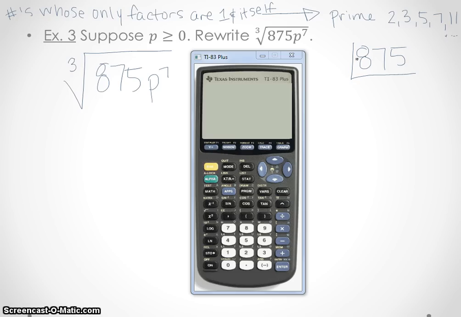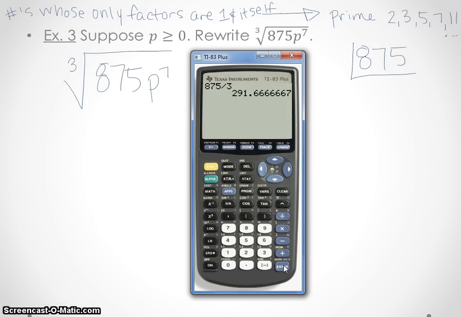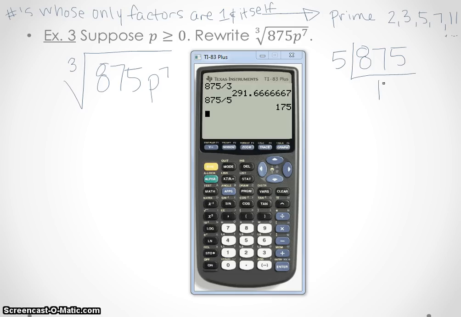You always start with the smallest one. Is this number divisible by 2? Absolutely not, because it's not an even number, so that's not going to work for us. So we move up to the next one. We check 3. Is 875 divisible by 3? Let's see here. Nope, not evenly. So we move to the next one. Check 5. Is 875 divisible by 5? It should be, because it ends in a 5. Bingo. So that means we put a 5 here and a 175.